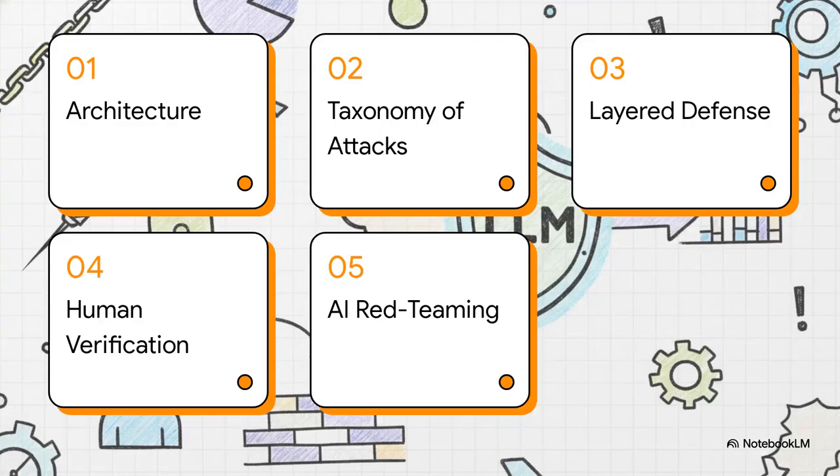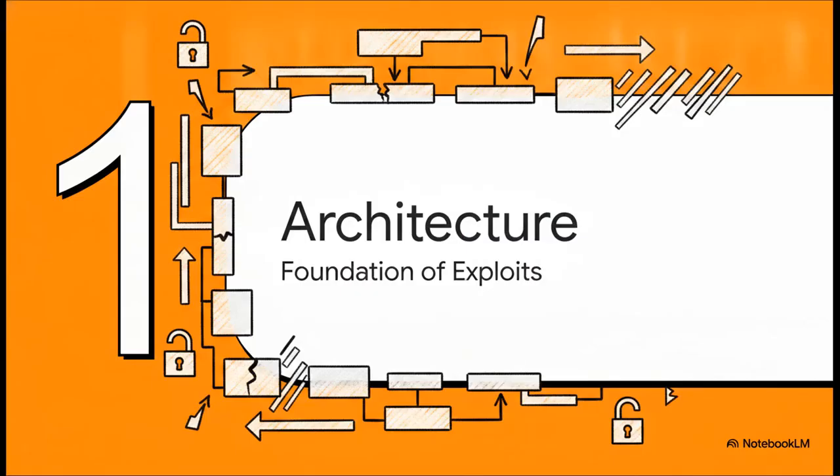Here's our roadmap for today. We're covering the architectural vulnerability, the taxonomy of attacks, the layered defense architecture, human-in-the-loop verification, and finally, continuous AI red teaming. Let's get into it. Starting with Section 1, the architectural vulnerability, and how it forms the very foundation of LLM exploits.